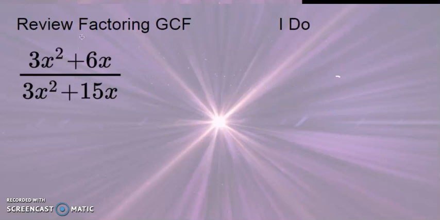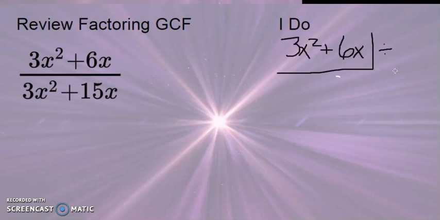So let's review factoring the greatest common factor. So we have 3x squared plus 6x. Let's go ahead and do the cake method to divide out the greatest common factor. First, we determine the greatest common factor of 3 and 6. That's 3. 3x squared divided by 3 is x squared. 6x divided by 3 is 2x.